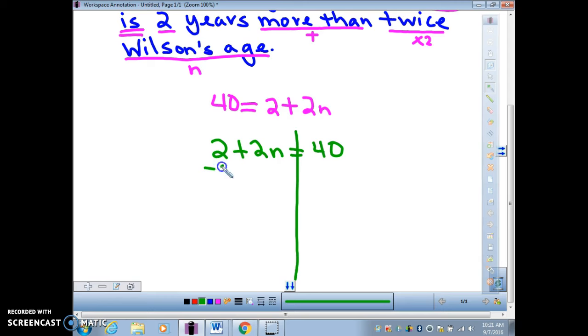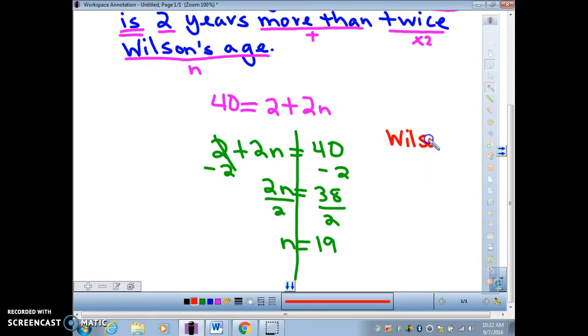Okay, so we're going to subtract this 2, and it's going to give us 2n equals 38, and then we're going to divide by 2, and so that gives us n is 19. So the correct way to write our answer is to say that Wilson is 19 years old. And like that, you're done.